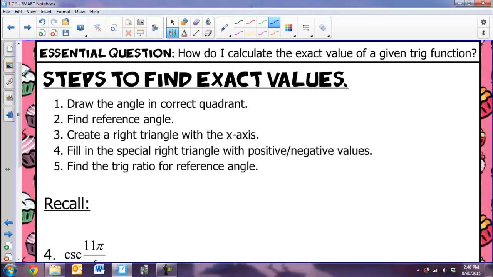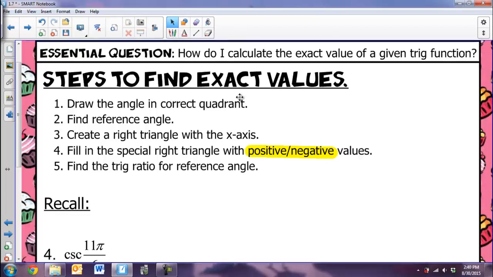We found the reference angle. Remember, if it's in quadrant 1, the reference angle is the angle. If it's in quadrant 2, then your reference angle is going to be 180 minus your angle, and so on and so forth. You're going to create your right triangle with your x-axis, and you're going to figure out your special right triangle value. So it's either going to be a 30, 60, 90 or a 45, 45, 90. Make sure you fill in your positive and negative values. That's probably the most important part.